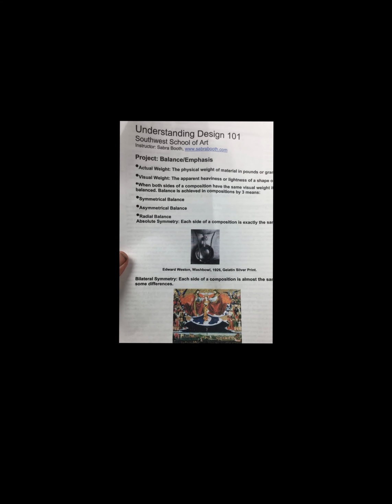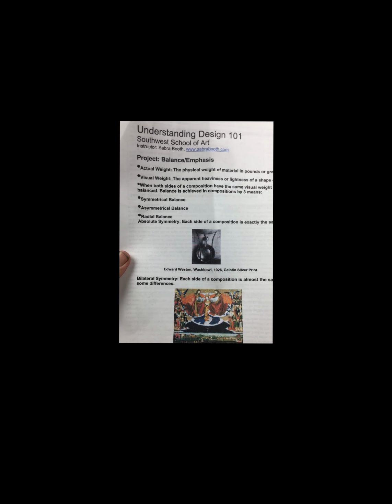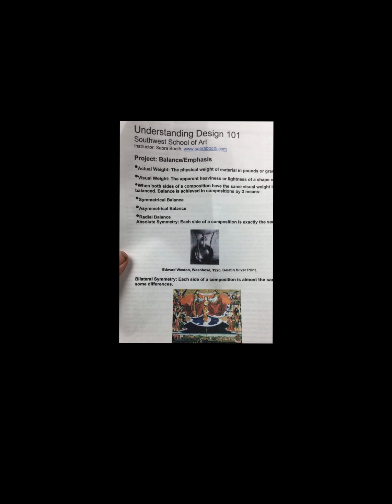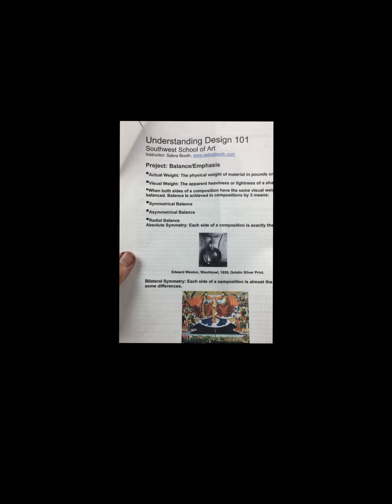Okay, so with balance, you're often trying to figure out the visual weight of the work of art. There's actual weight and there's visual weight. Actual weight is physically how much it weighs. Visual weight is how it looks in terms of is it heavier on one side, lighter on another. And one of the ways that we can play with visual weight is through balance.